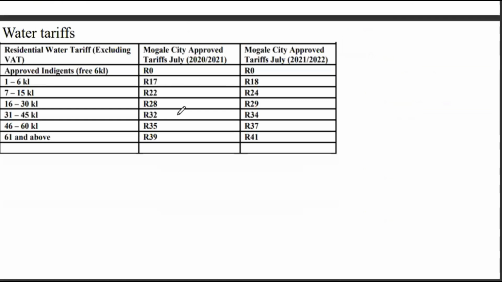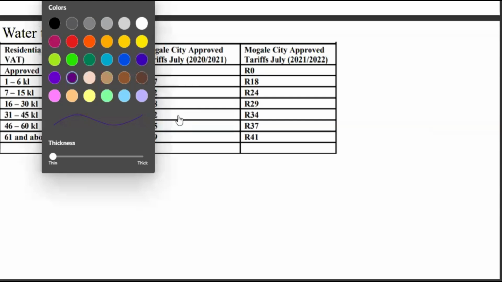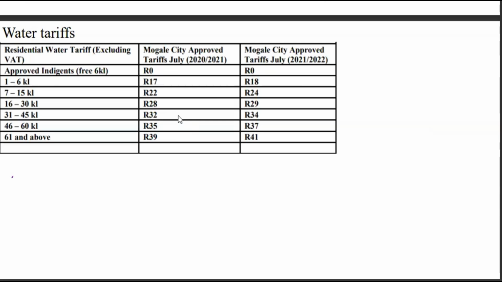Water tariffs. A water tariff is a system used to calculate the cost you will pay for the water you have used. You understand? They use this system as you see it. What you do first is to find out how many kiloliters you need in each block. Now, this table already tells you the free kiloliters are 6. Beyond the 6, you start paying.